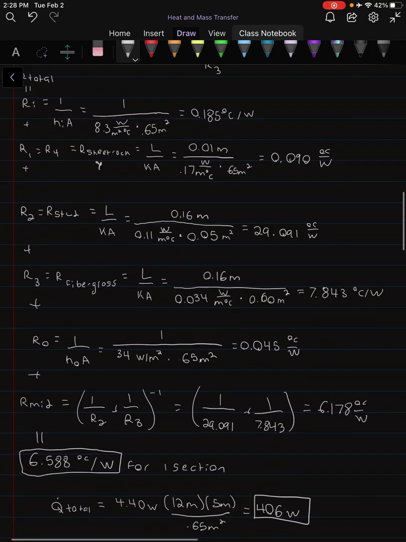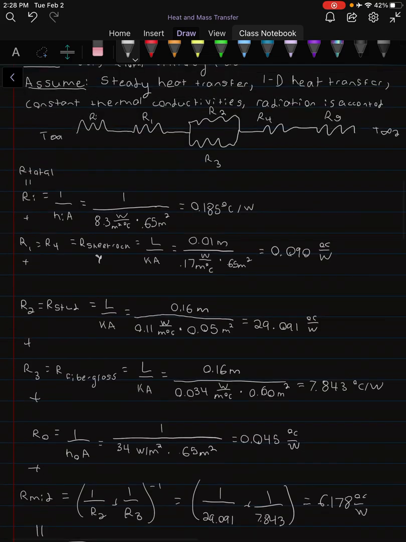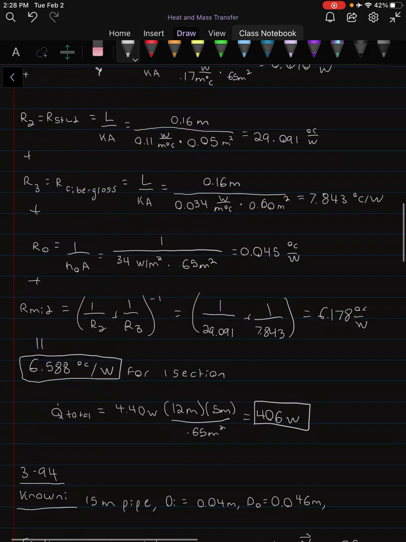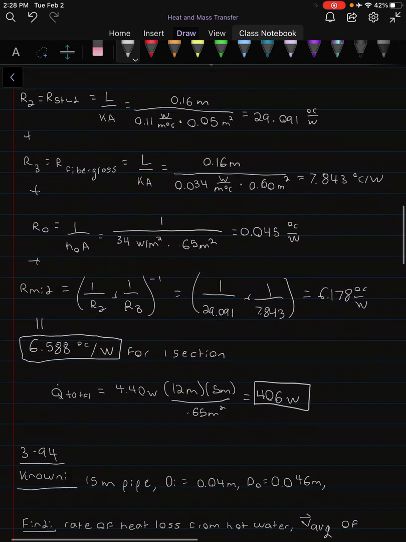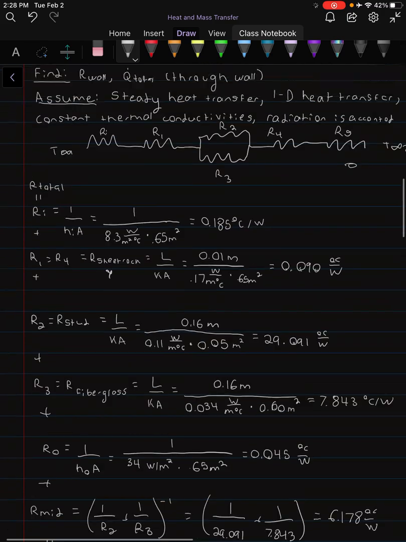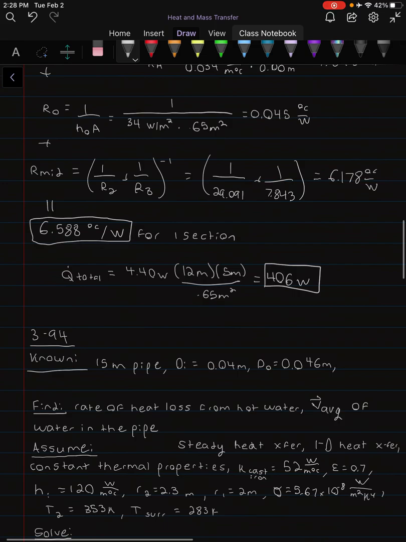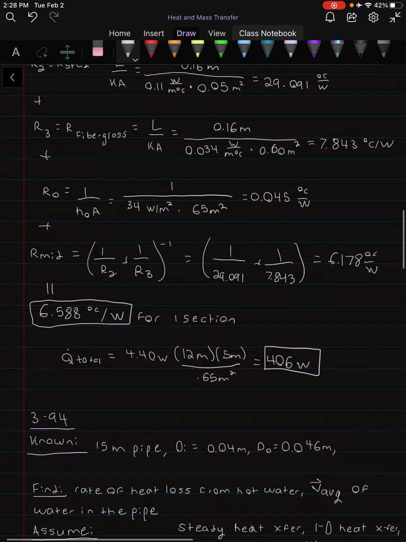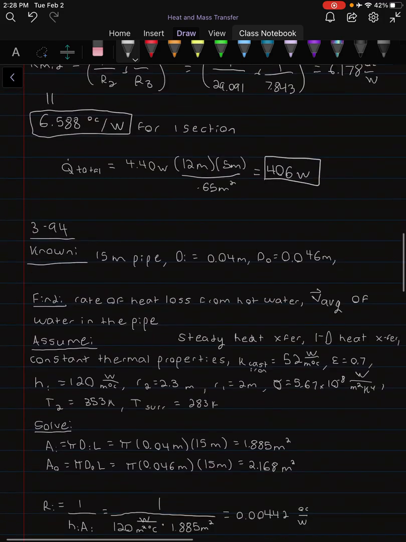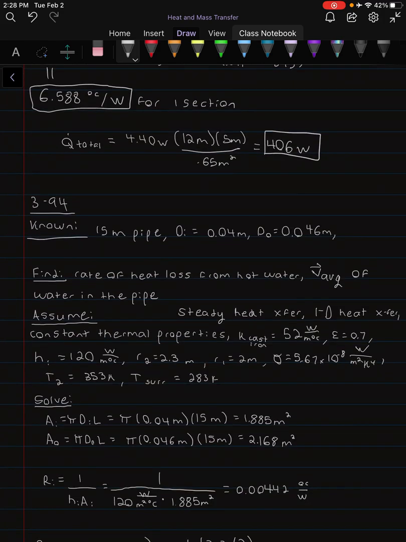And then R_o is 1 over h_o A. It's just the same thing as outside. So your R_mid is your middle resistance. You can find that because it's in parallel. It's just (1 over R2 plus 1 over R3) to the negative 1. You get that value, add it all together, and you get 6.588 degrees C per watt. So then Q_total is equal to your wattage times the dimensions over your area. So 406 watts for the entire wall.